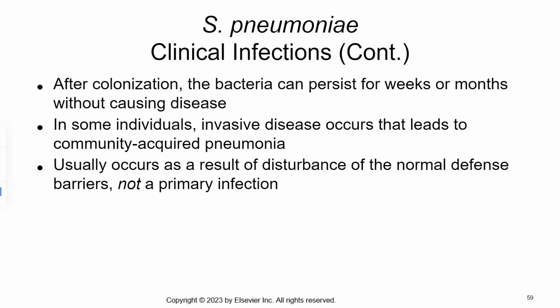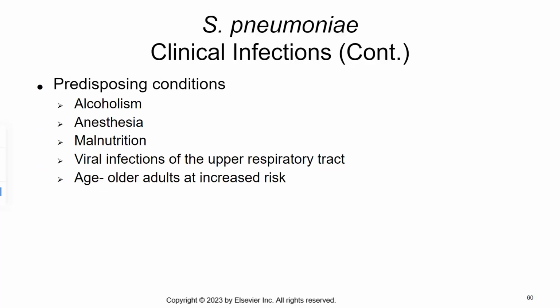After colonization, the bacteria can persist for weeks or months without causing disease. In some individuals, invasive disease occurs that leads to community-acquired pneumonia. It usually occurs as a result of the disturbance of the normal defense barriers, not a primary infection. Predisposing conditions: alcoholism, anesthesia, malnutrition, viral infections of the upper respiratory tract, or age. Older adults are at increased risk. This is why it's strongly encouraged that older adults get that pneumococcal vaccine.